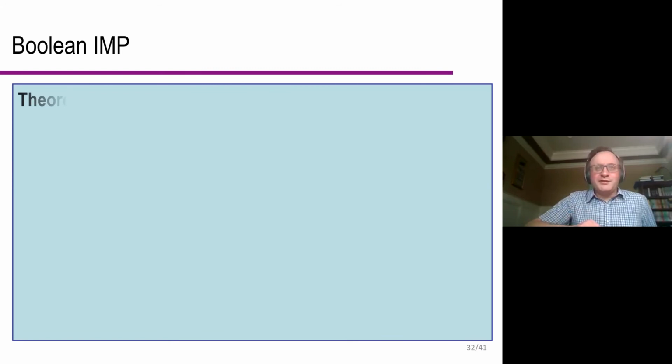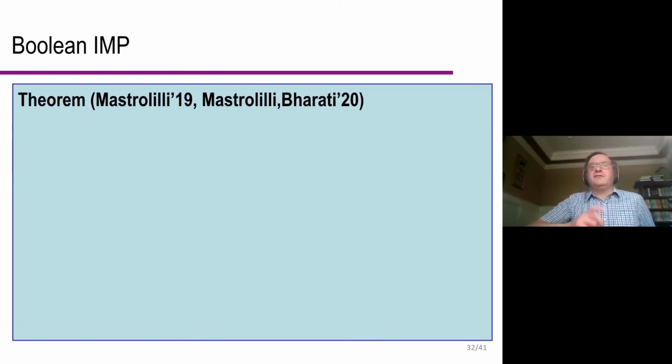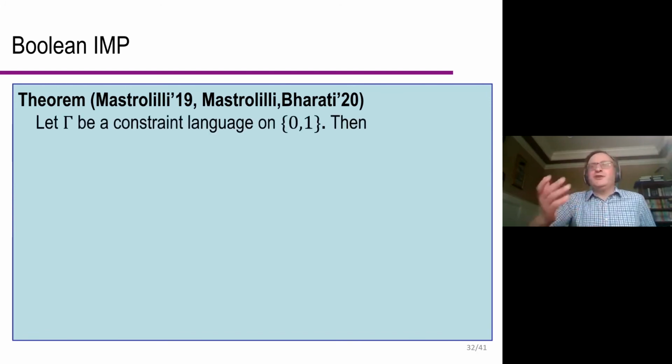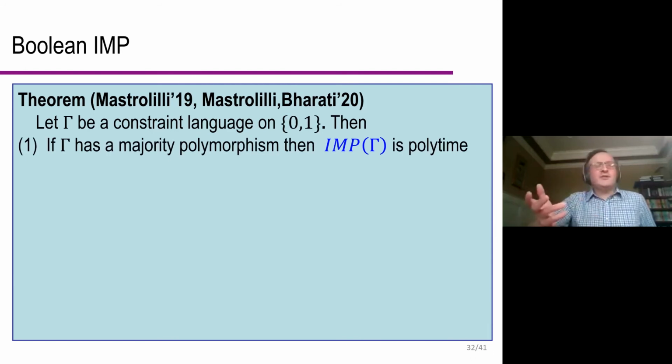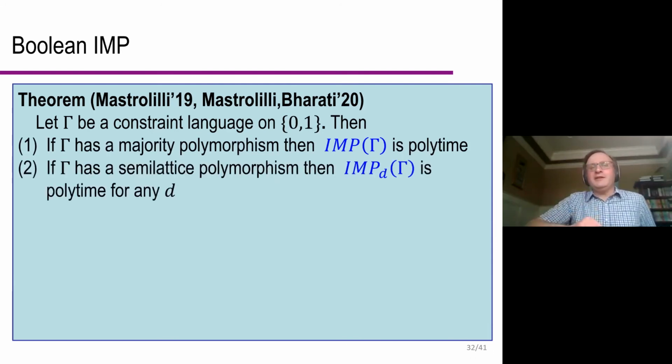It's fairly recent, right? In these two papers, Mastrolilli with his student Harty obtained something that looks really like Schaefer's theorem. Let gamma be a constraint language on 0, 1. Then, if gamma has a majority polymorphism, we can solve the IMP. If gamma has a semilattice polymorphism, then we can solve IMPD.